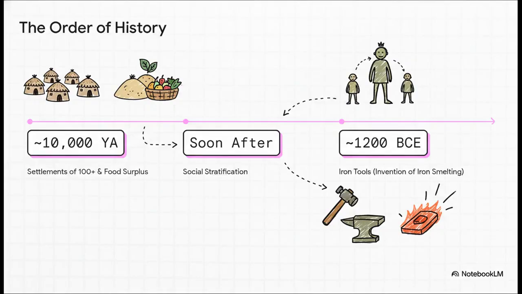And get this, the order the scale spits out isn't just some random fluke. It actually matches up pretty darn well with the real historical timeline from archaeology. Things like permanent settlements and having extra food, those come first way back when. Then you see social classes emerge. And way later, you finally get stuff like iron tools. The math matches the history.